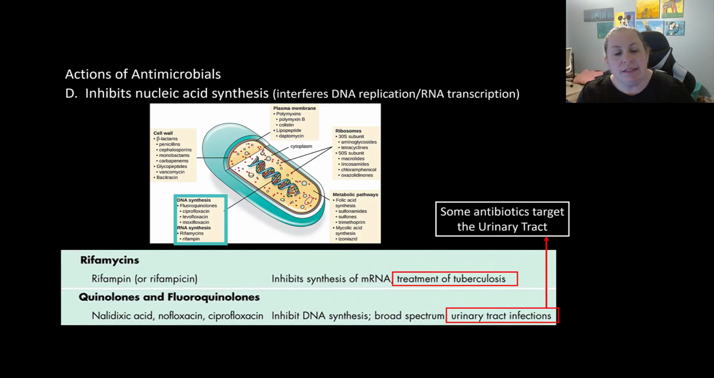The next one are the ones who inhibit nucleic acid synthesis. These are the ones who are going to interfere with DNA replication or RNA transcription. So this is going to be at the DNA kind of level. When we look at these, there are two kind of groups. We see the rifamycins. Rifampin is the main example here, and this is going to inhibit the synthesis of mRNA. We use this most of the time to treat tuberculosis or TB.